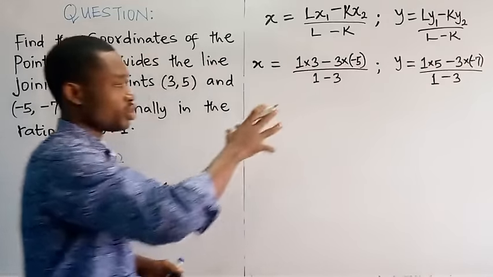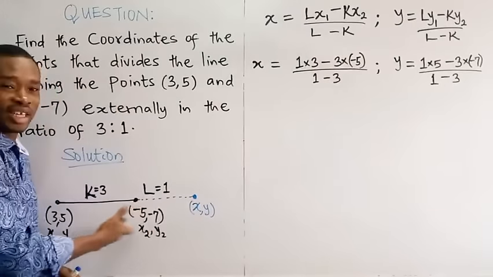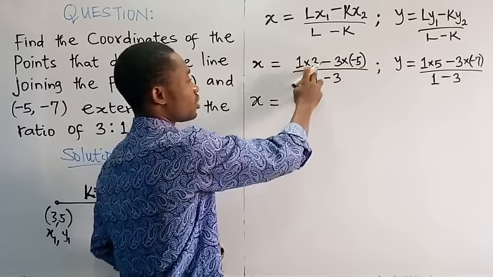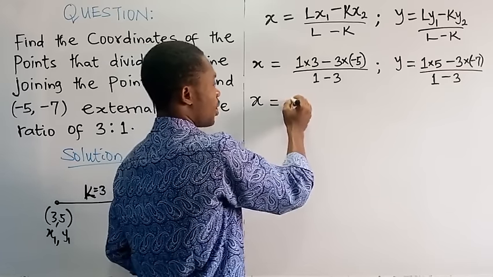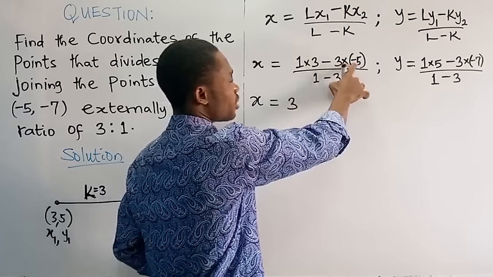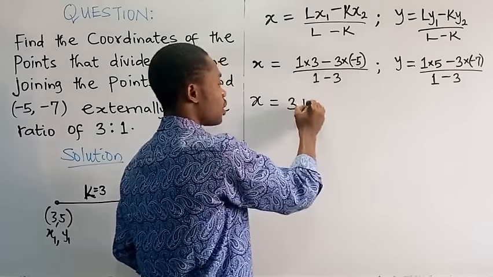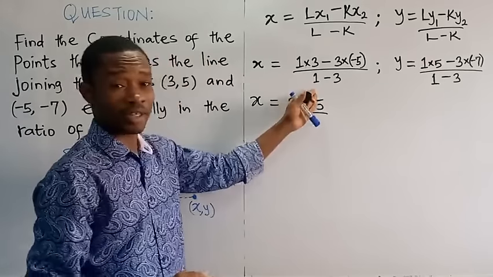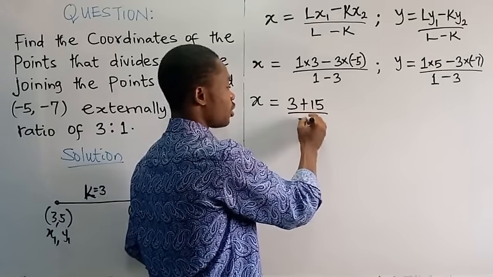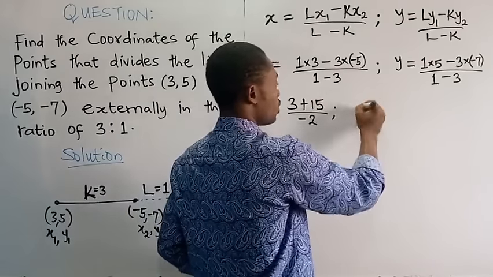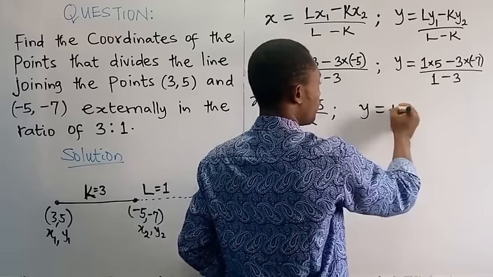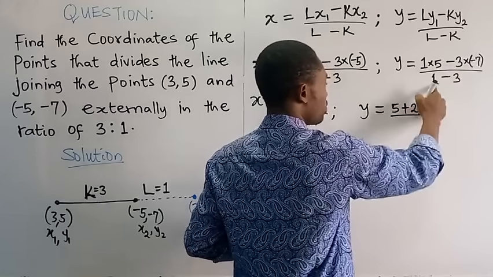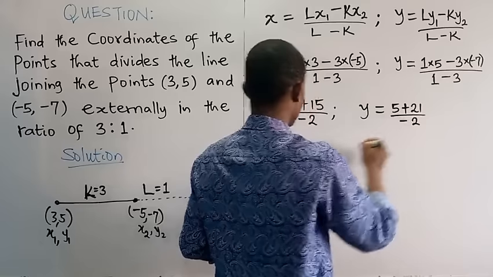And so this is the substitution. You have the parameters already defined. I've done the substitution, it's just to simplify now. 1 times 3 is going to give us 3. Minus 3 times minus 5 is going to give us plus 15, and that's going to be divided by 1 minus 3, which gives us minus 2. And then we move on to the y coordinate. 1 times 5 is going to be 5. Minus 3 times minus 7 is going to give us plus 21. We're going to divide this by 1 minus 3, which is going to give us minus 2.